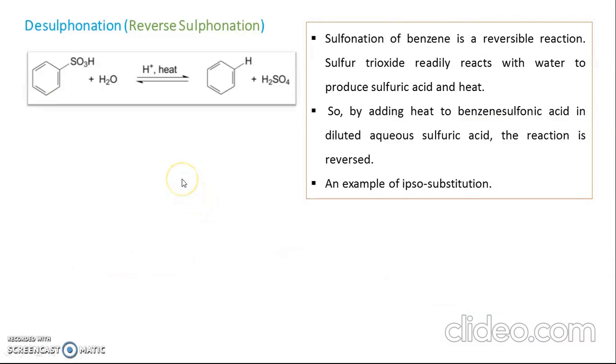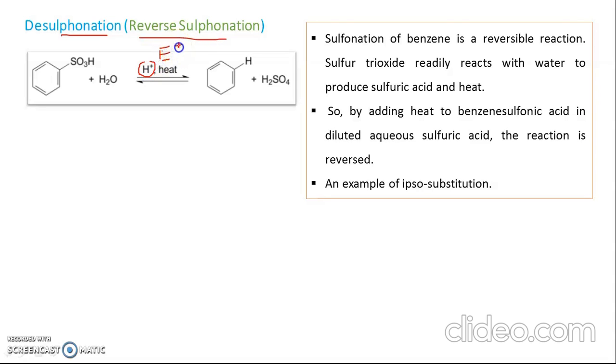Next we will see that there is a chance of desulfonation also in the reaction medium, because the nature of the reaction is reversible. Now reverse sulfonation, or desulfonation, whatever you say, in this case our electrophile is actually H plus.